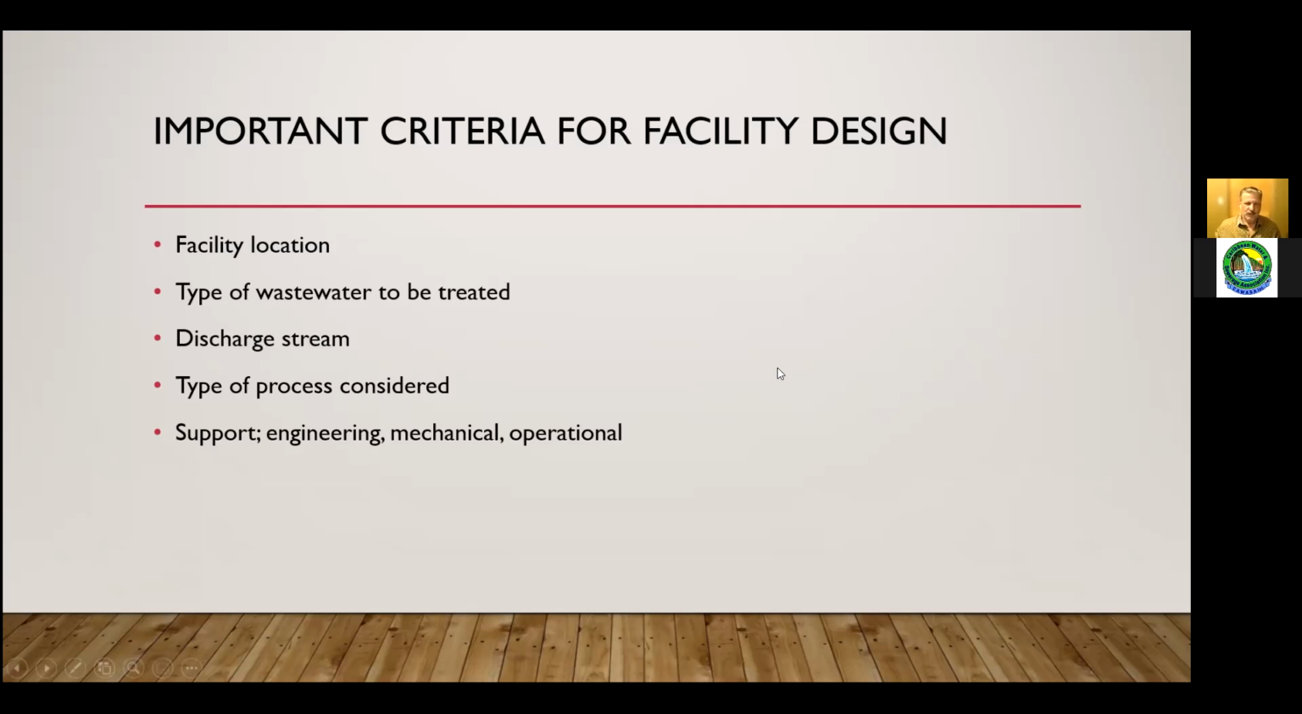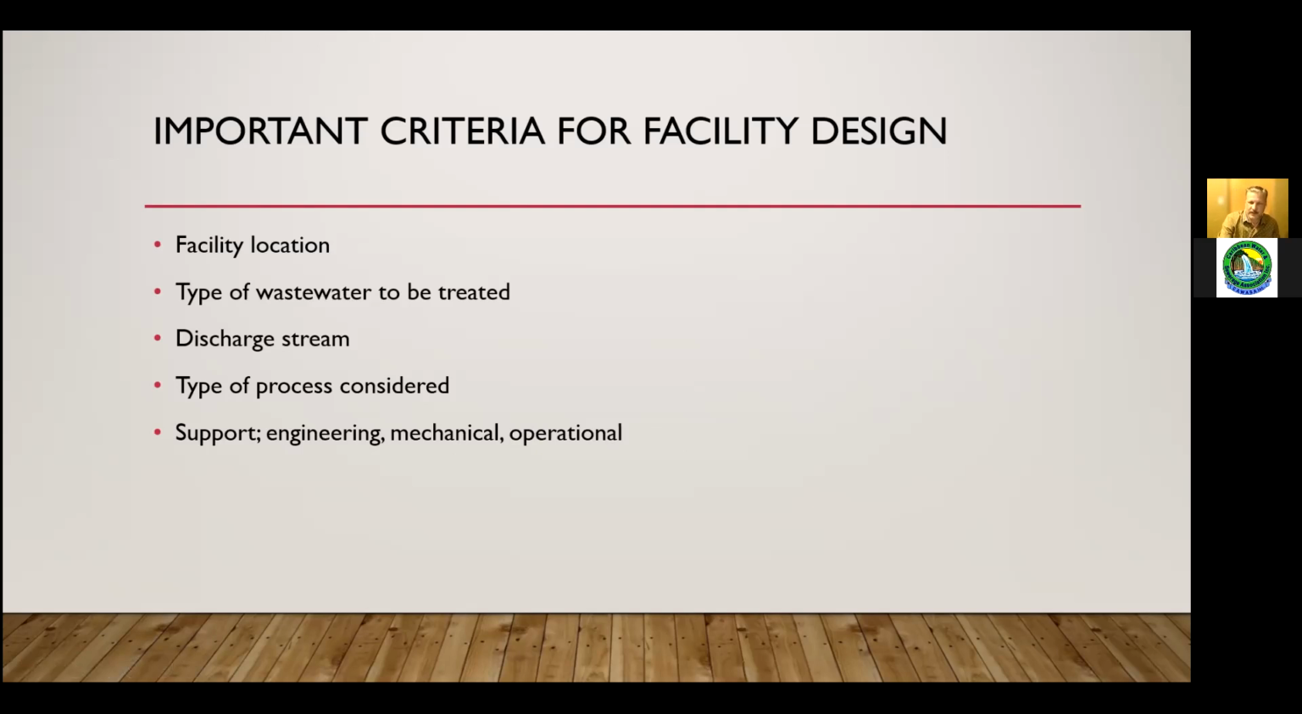And lastly, support. Whether it's a facility that's brand new or being retrofitted, you want technology that's easily accessible, where spare parts can be purchased readily, and engineering support to fire up the facility or get it started, or even to troubleshoot the process as you go along. Mechanical support is definitely a key factor. If you can't get the parts to replace a piece of equipment, then that equipment doesn't do you much good. And lastly, operational support.